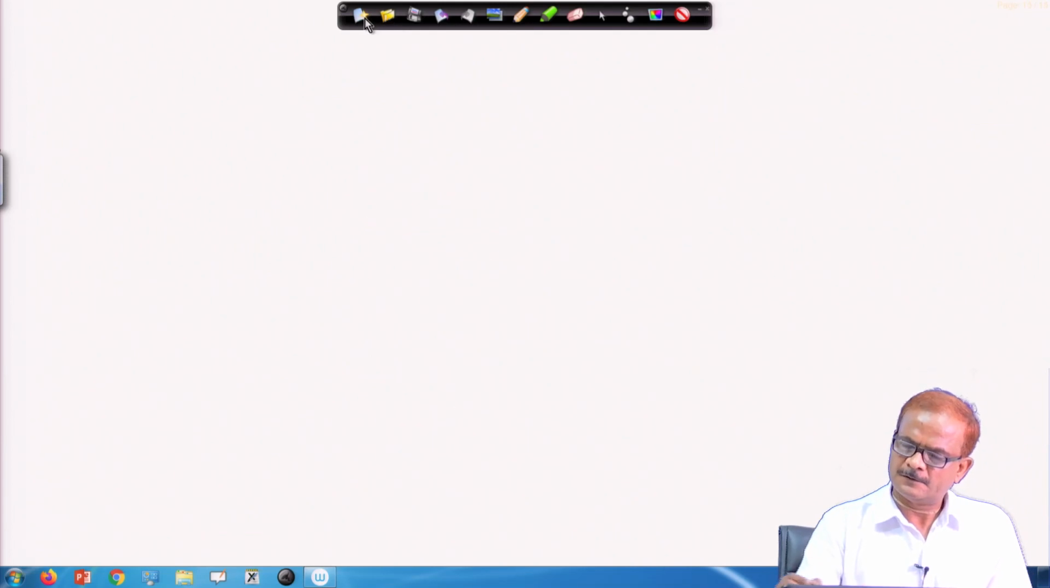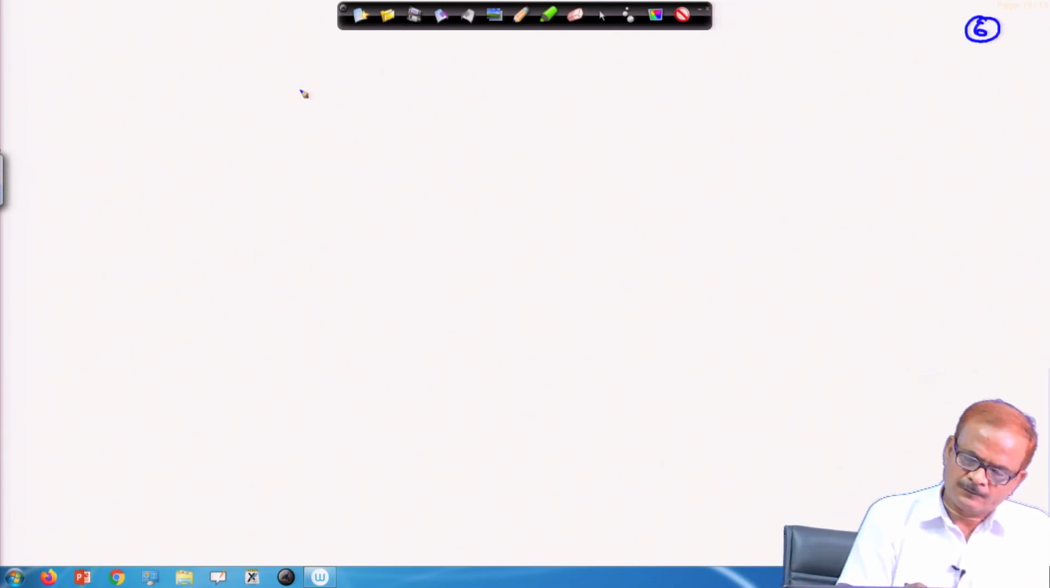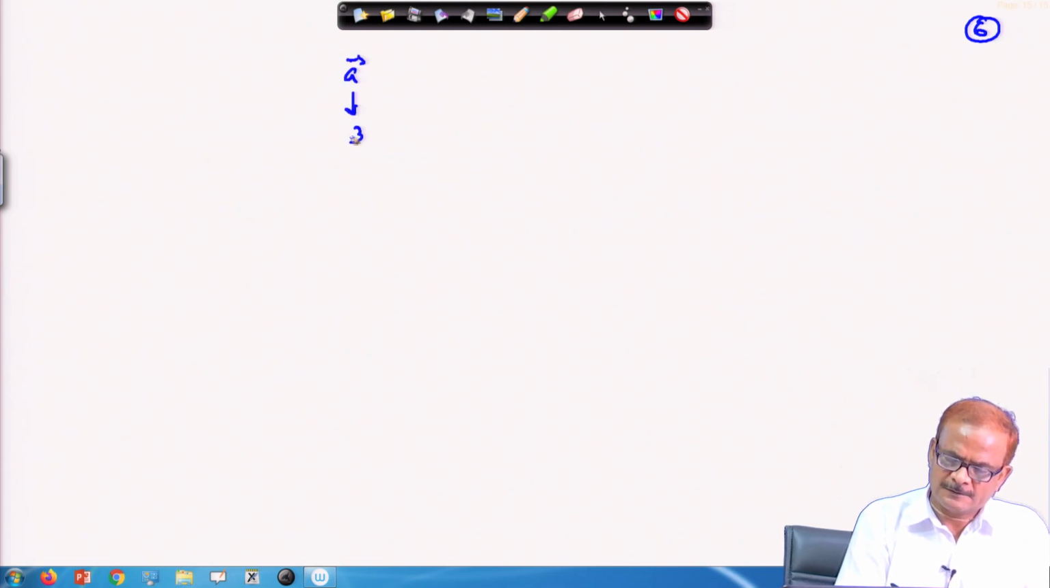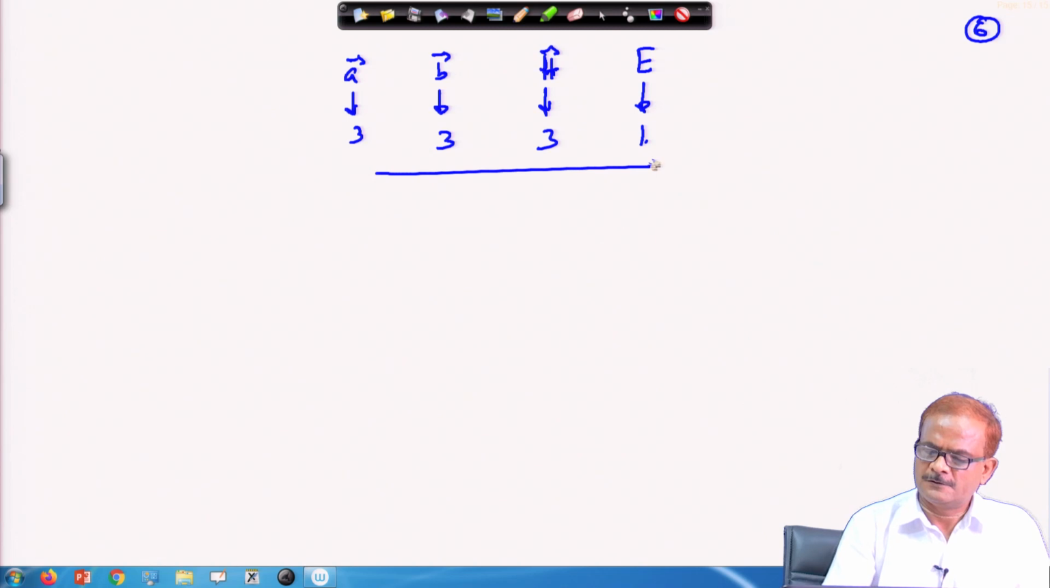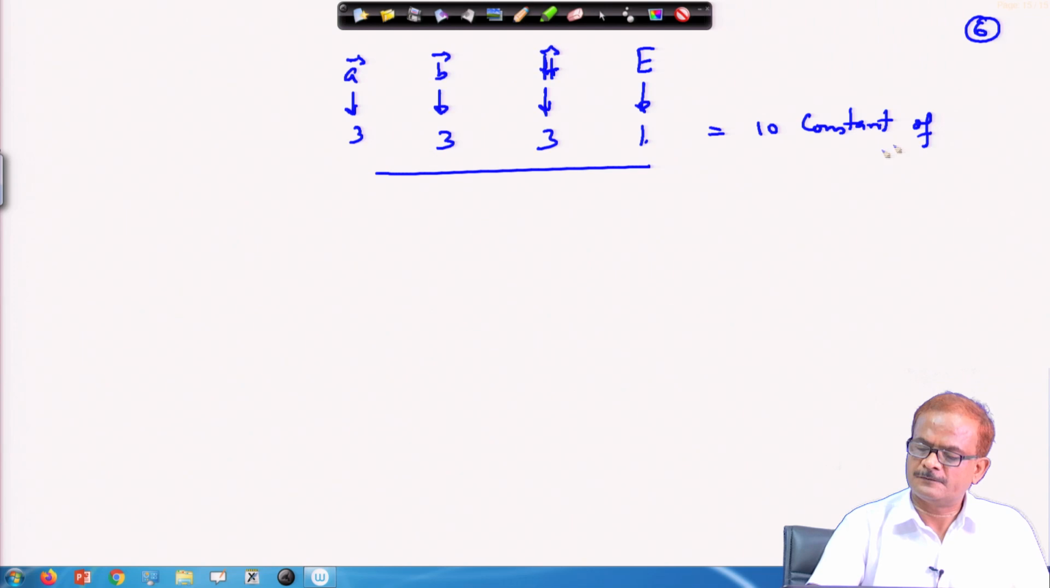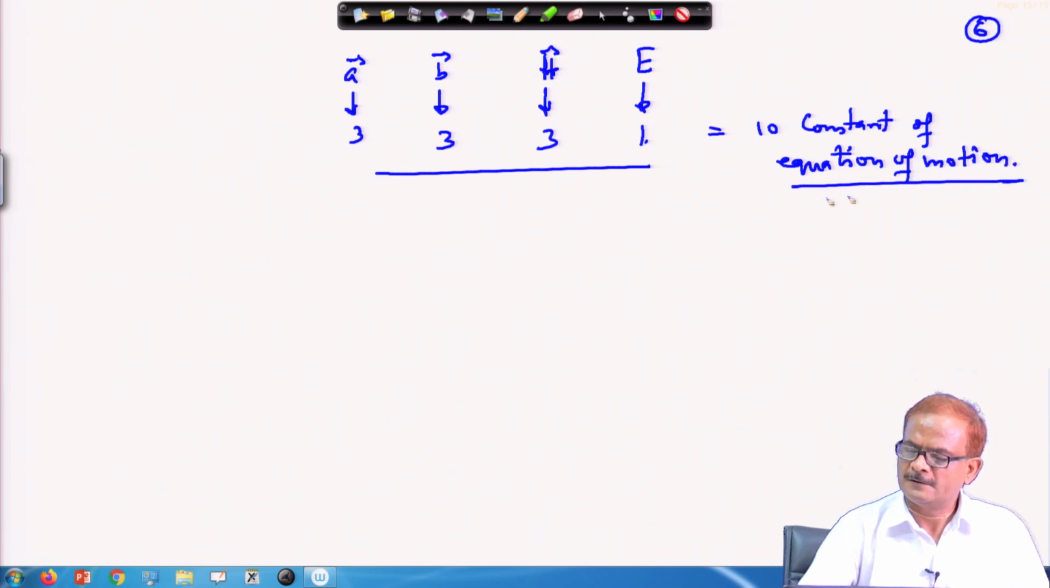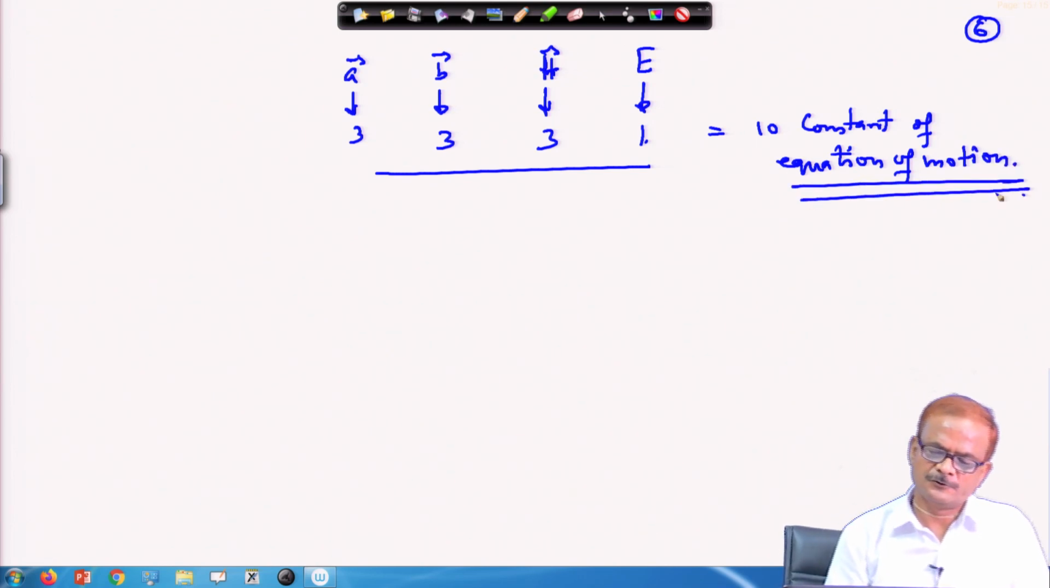Now, once we have identified these constants, we got 3 scalar constants involved in A, in B again 3 were involved, in H 3 constants were involved, and in E 1 constant is involved. So, this makes a total of 10 constants of the equation of motion. No more can we identify, and this is the general property of the motion.